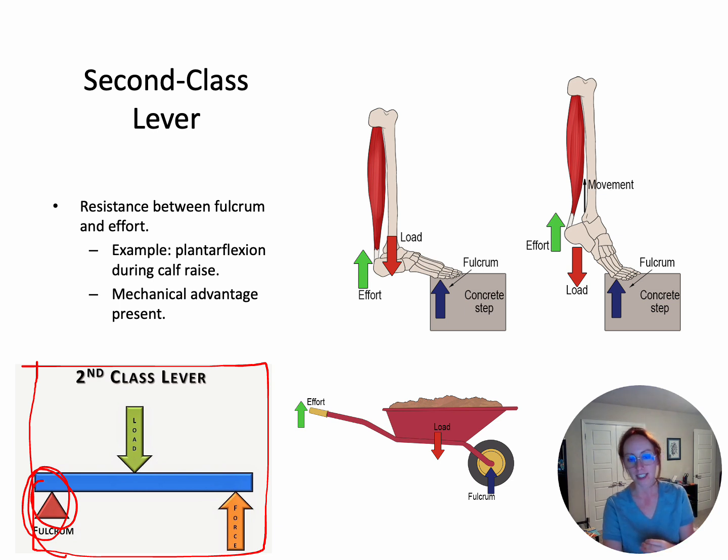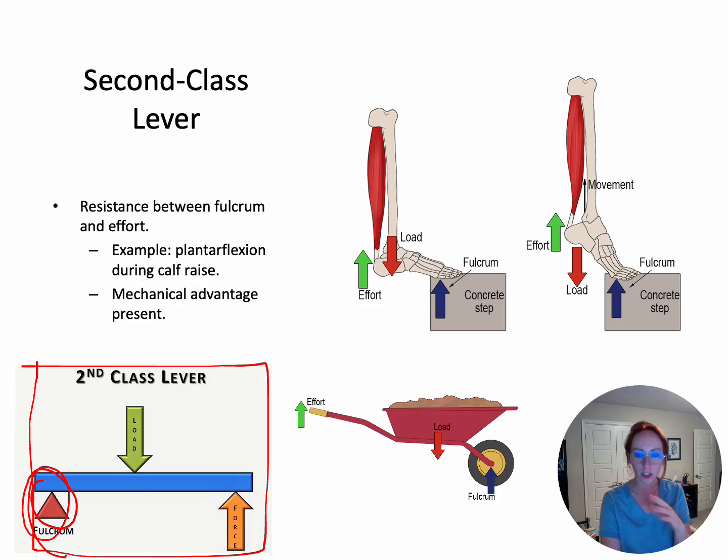Within the body, this is seen whenever doing plantar flexion during a calf raise, having to lift yourself up. The axis of the fulcrum is going to be on one side, while the load is in the middle, and then the effort on the other end.